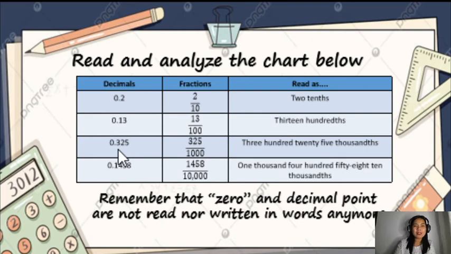Next, we have 325 thousandths. Kasi yung last place value natin is thousandths. So that is 325 thousandths. Sa fraction, 325 over 1,000. Next natin, we have 1,458 ten-thousandths, or 1,458 over 10,000. Remember that 0 and decimal point, hindi na natin kailangan basahin or isulat.